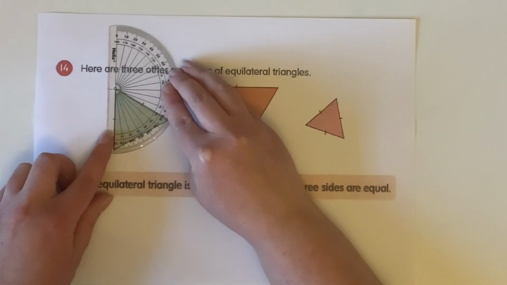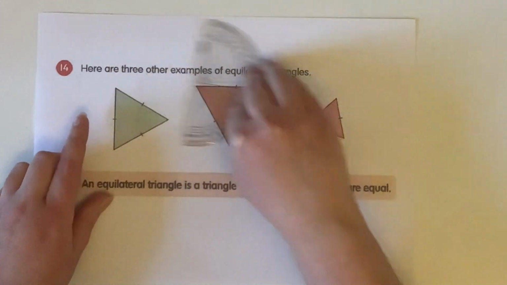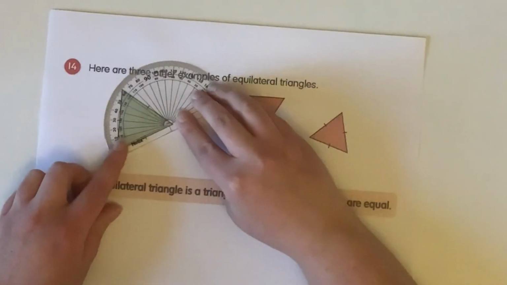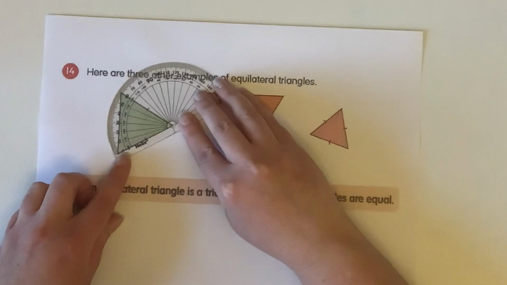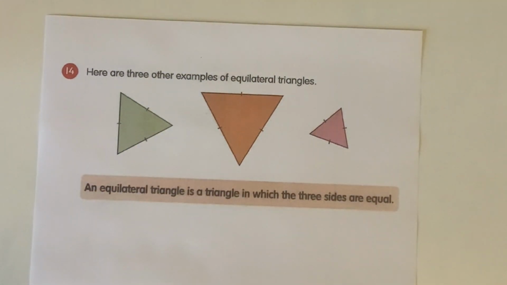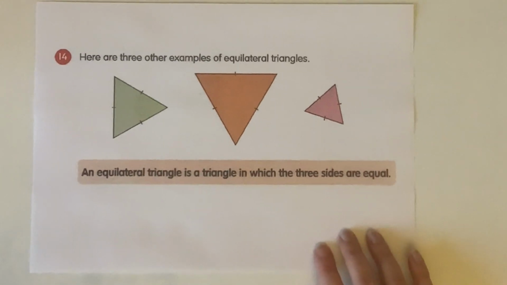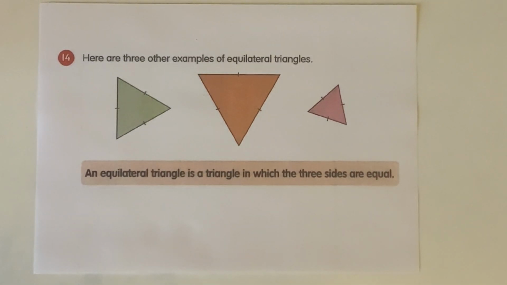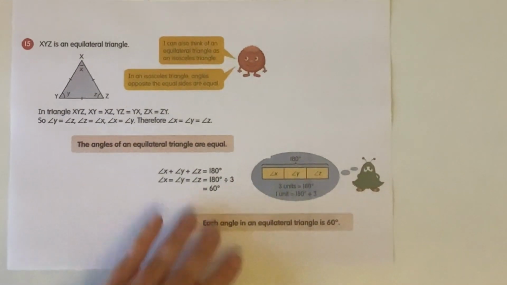Make sure I line it up accurately. 60 degrees there, and 60 degrees there. So in an equilateral triangle, as well as the sides being equal, the angles are also equal. Let's look at another equilateral triangle.